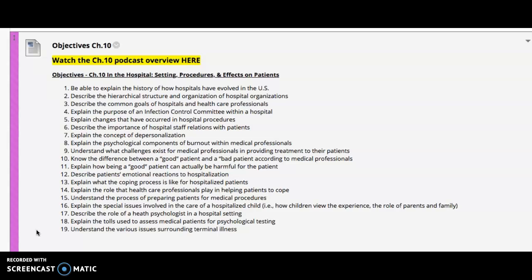And then lastly, looking at sort of how a health psychologist plays a role in the hospital setting. And you'll see a little bit of that throughout the chapter, but more so at the end. And then the tools used to assess medical patients for psychological testing.